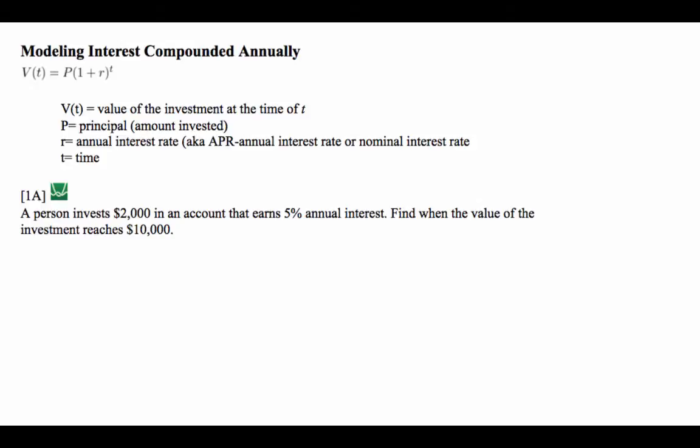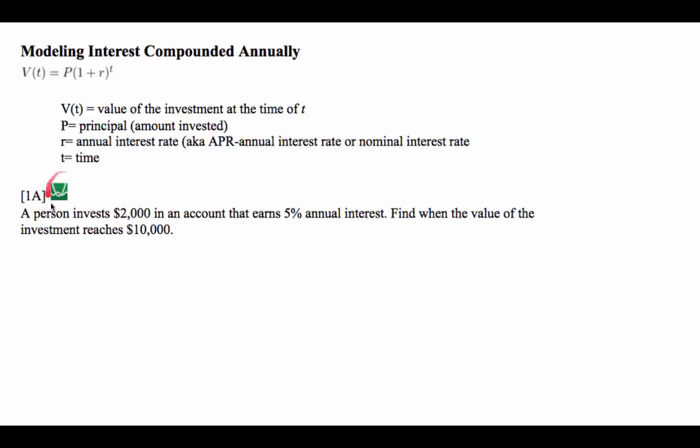So let's talk about the math behind this. The equation for compounding annually is simply this: V of T is equal to P times 1 plus R, raised to the T. V of T is the value of the investment at time T. P is the principal, the amount invested, and R is the annual interest rate. It is sometimes also known as APR, annual percentage rate, or sometimes it's called the nominal interest rate. And time is T. So you need a calculator for this, guys.